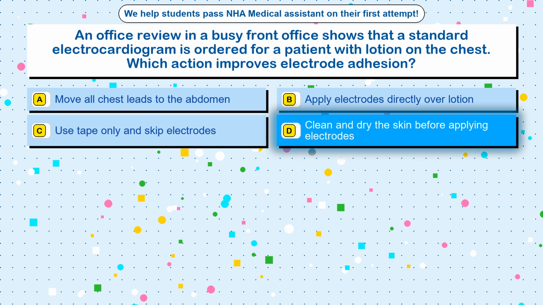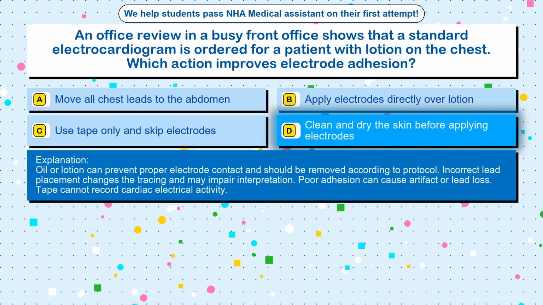The correct answer is option D, clean and dry the skin before applying electrodes. Oil or lotion can prevent proper electrode contact and should be removed according to protocol. Incorrect lead placement changes the tracing and may impair interpretation. Poor adhesion can cause artifact or lead loss. Tape cannot record cardiac electrical activity.